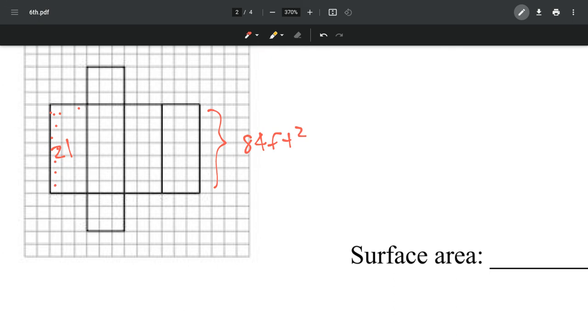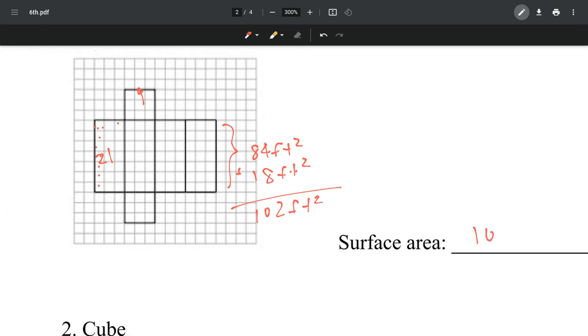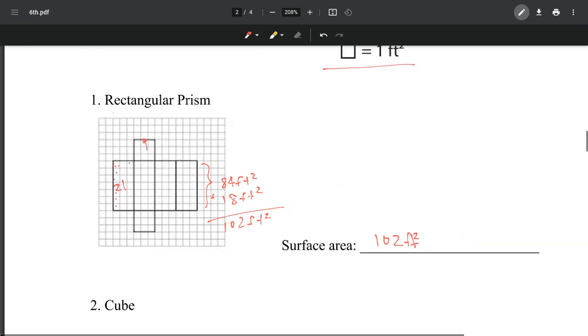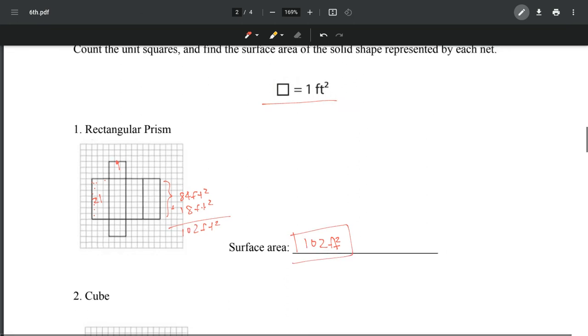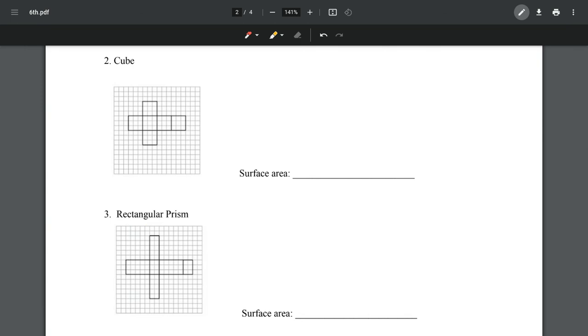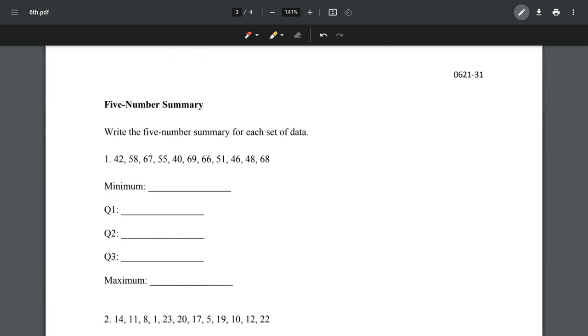feet squared. Okay, and how about the squares? That's 9 because that's 3 by 3, right? And then we have 2 squares, so that would be 18. And all we got to do is just add it. So that's the total of 102 feet squared. And that's our surface area. Oh, I forgot the T. Okay, so that's it. Just go ahead and find the surface area for the cube and, again, the rectangular prism. And let's move on to our third page.